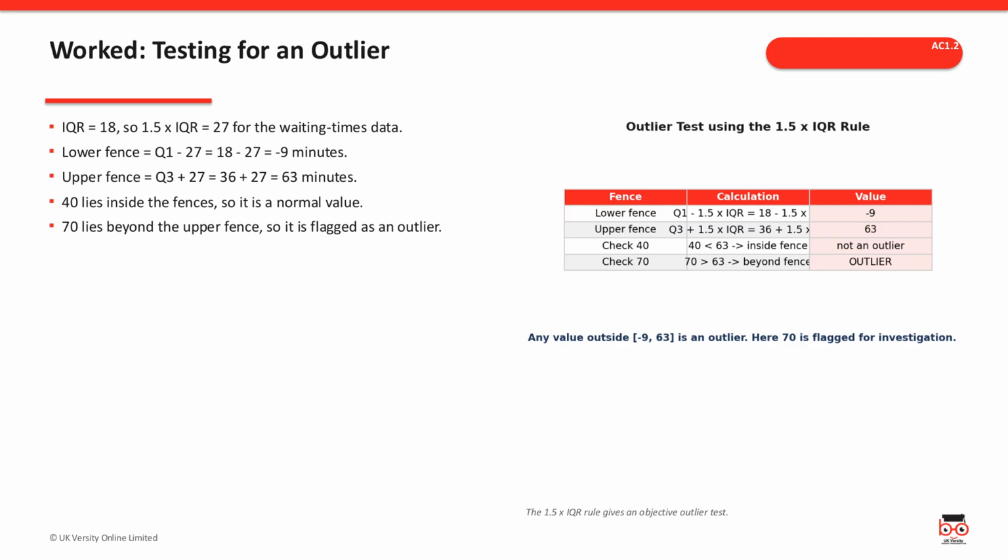The interquartile range was 18. So 1.5 times that is 27. The lower fence is Q1 minus 27. That's 18 minus 27, which comes out at minus 9 minutes. The upper fence is Q3 plus 27, so 36 plus 27, giving 63 minutes. The 40-minute wait sits comfortably inside the fences, so it's a normal value, but the 70-minute wait is beyond 63, so it's flagged as a genuine outlier. Nice and objective, no guessing.